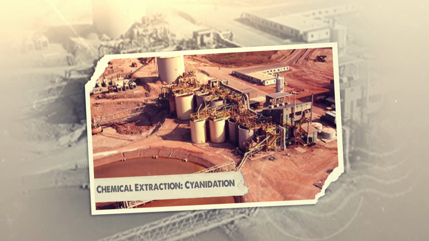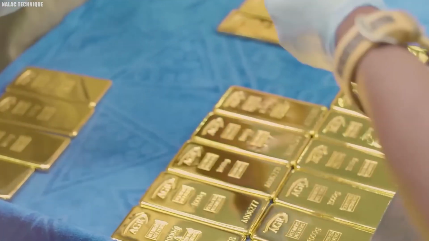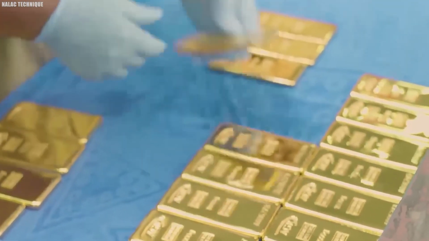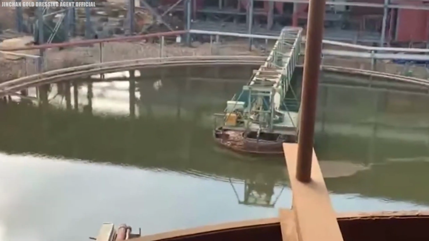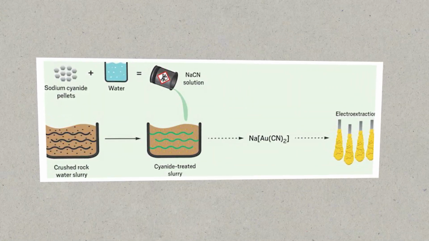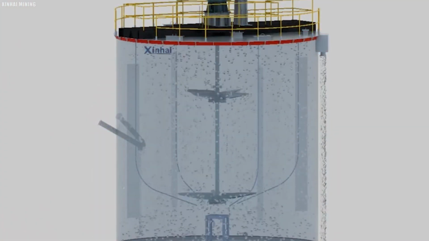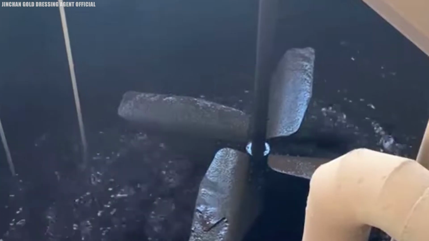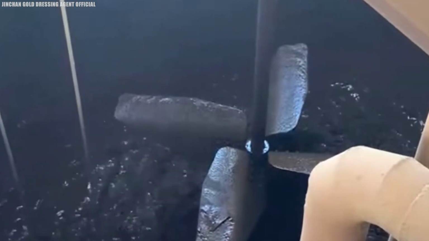Chemical extraction, cyanidation. Ever wondered how we go from gold ore to near pure gold bars? The answer lies in the fascinating process known as cyanidation. In this process, cyanide dissolves gold from its ore, making it accessible for extraction. Let's explore deeper into this captivating dance.